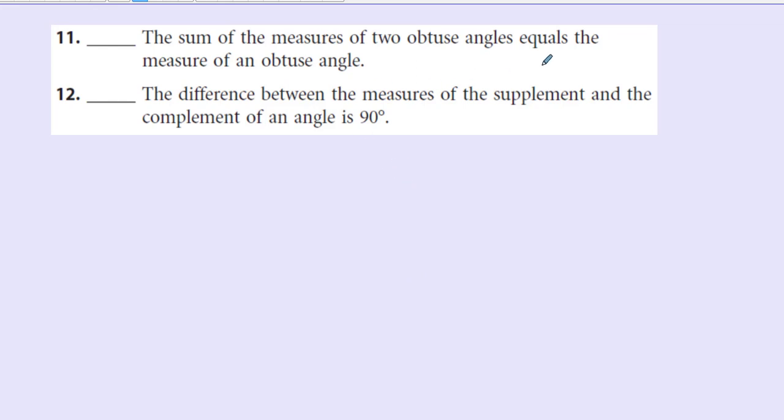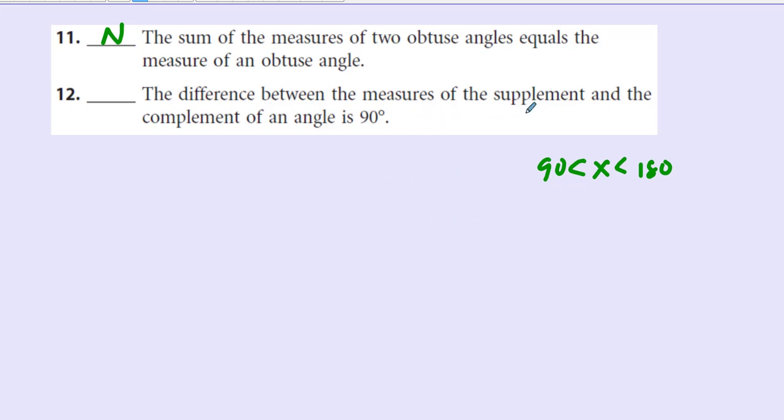The sum of the measures of two obtuse angles equals the measure of an obtuse angle. If we add two 120s together, we're going to come out with a 240. An obtuse needs to be in between 90 and 180, but not including 180 and 90. There could be two obtuse angles. Well, I mean, let's see, like a 91 and a 91 is going to be too much. So this is going to be a never for this one.